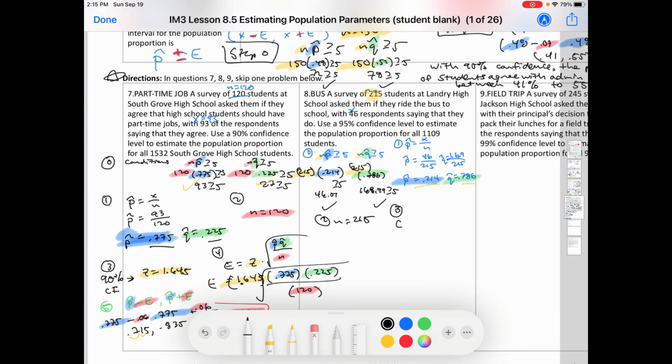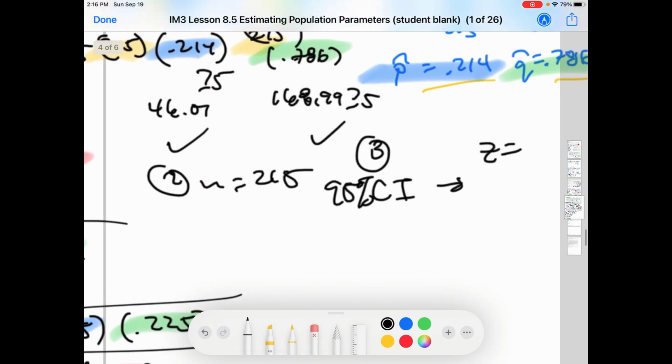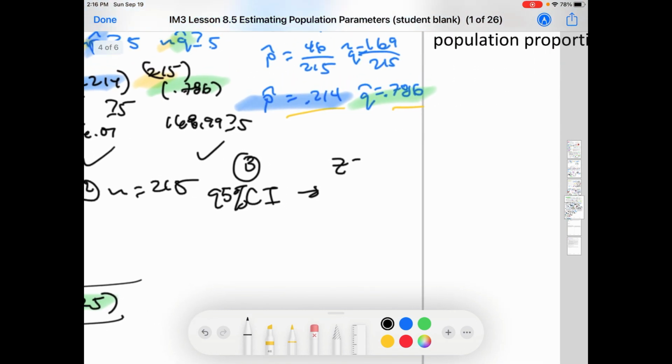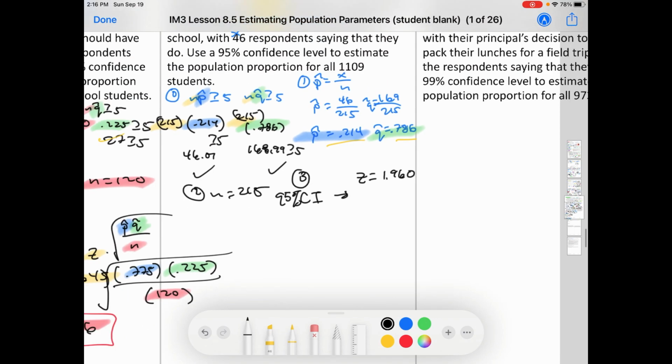Step 3, I need the confidence interval of 95%. So look back at the chart at the beginning of the class. And I'm going to erase you because I'm looking at my phone. I can't read my writing. That says a 5. Come on, Mr. Ring. 95% is 1.96. Okay.